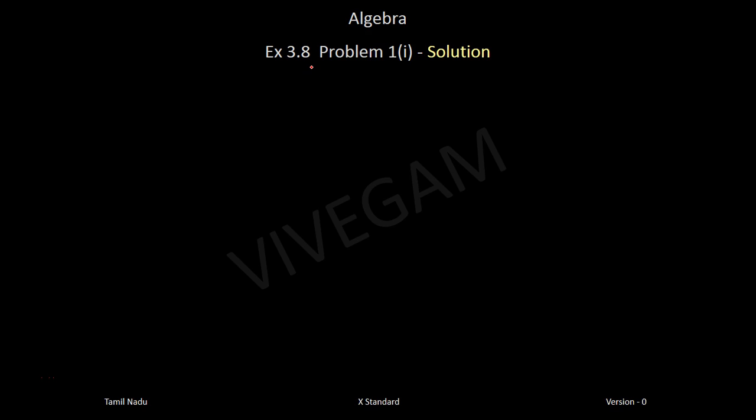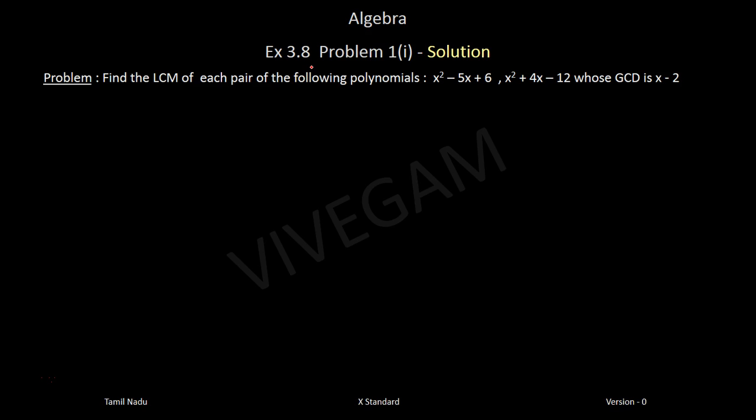Exercise 3.8 Problem 1 Division 1 Solution. Find the LCM of each pair of the following polynomials: x square minus 5x plus 6, x square plus 4x minus 12, whose GCD is x minus 2.